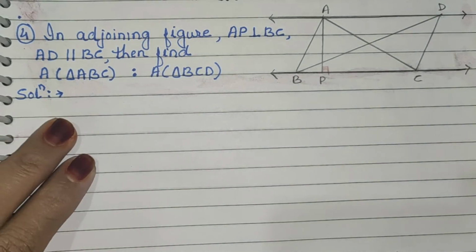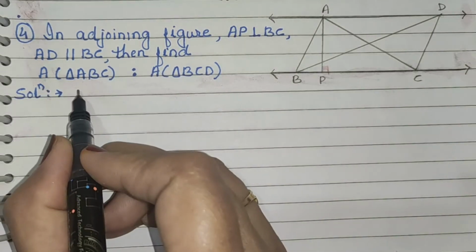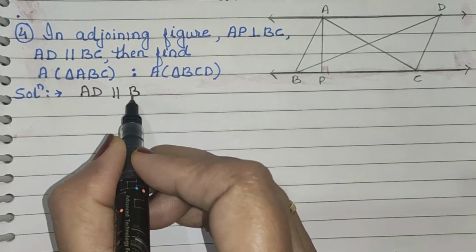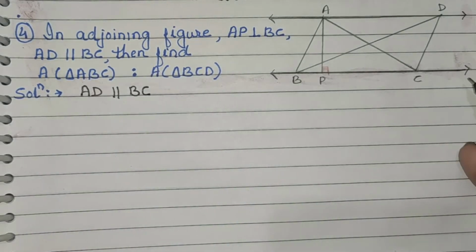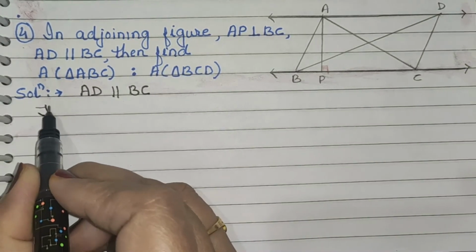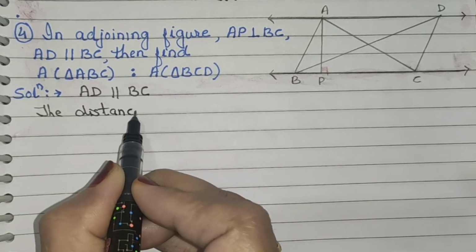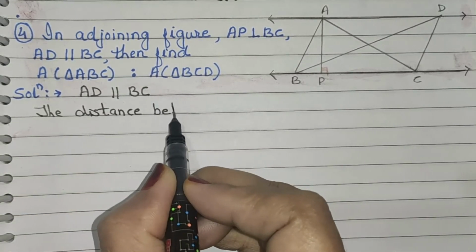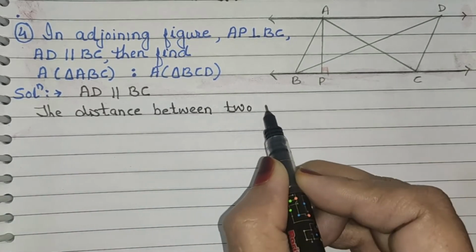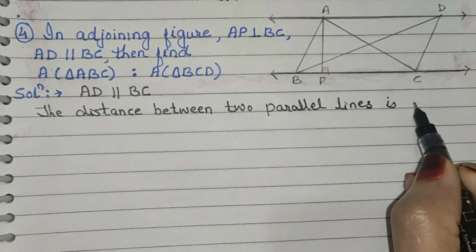Now look carefully at the figure. It is given that AD is parallel to BC. Now both lines are parallel here. We know that the distance between two parallel lines is constant.